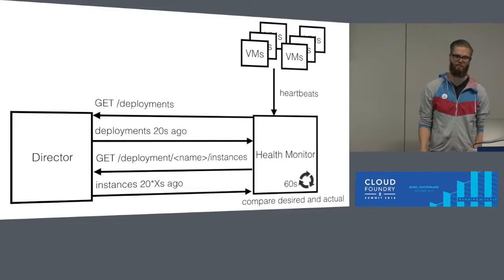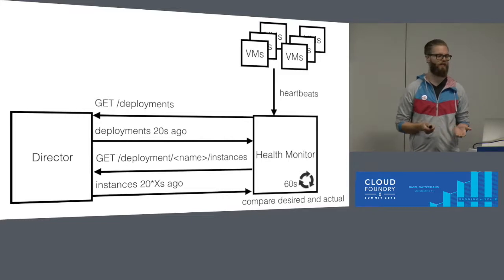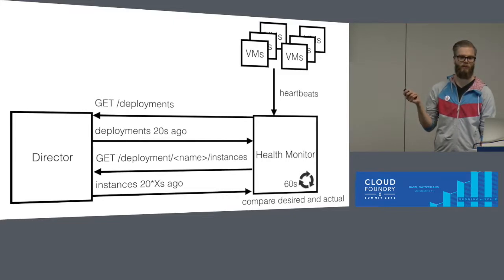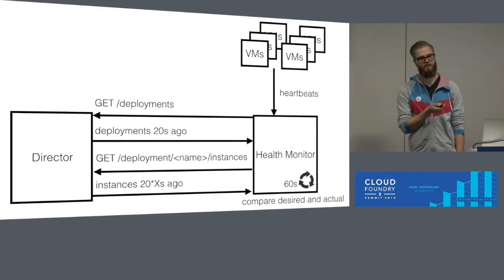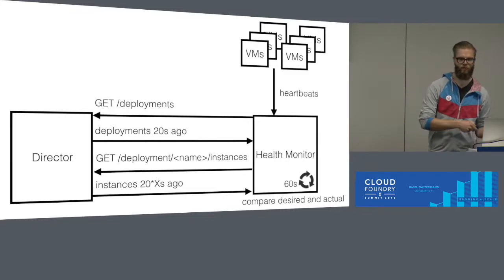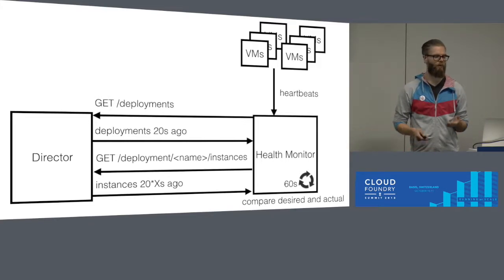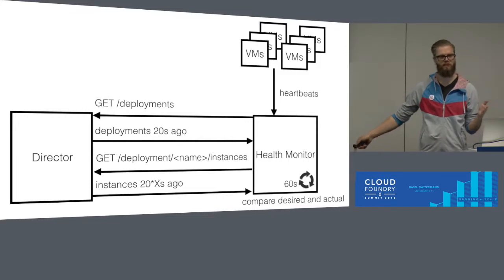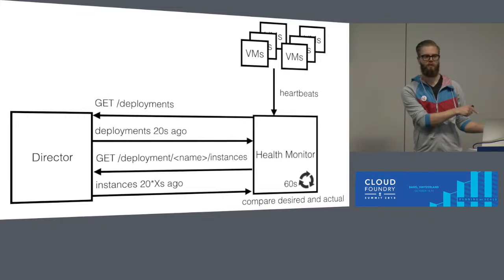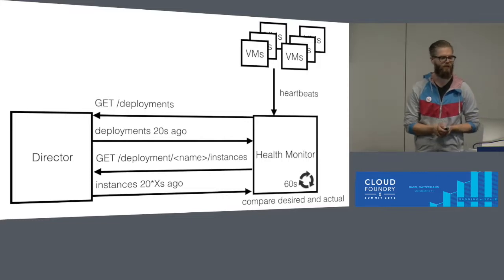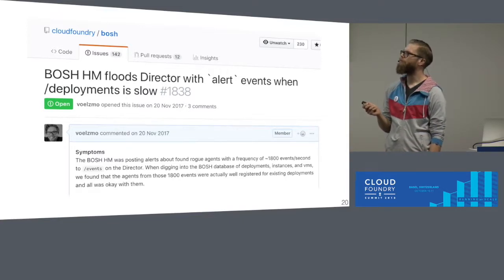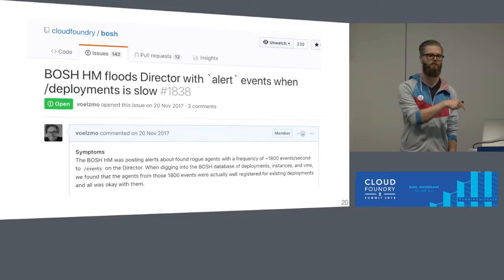As I said, the Health Monitor sends alerts. For example, when it finds an agent reporting a heartbeat that the director doesn't know about, it sends an alert, and it does so every 60 seconds. So let's say you are running a stemcell upgrade through your 6,000 VMs, which means all of them get new agent IDs. Your Health Monitor will find more or less all of those 6,000 VMs to be there although they shouldn't be, because the BOSH database didn't provide you with recent information. So this is going to happen. What happened in our case is we had approximately 1,800 events per second being posted from the Health Monitor to the BOSH Events API.